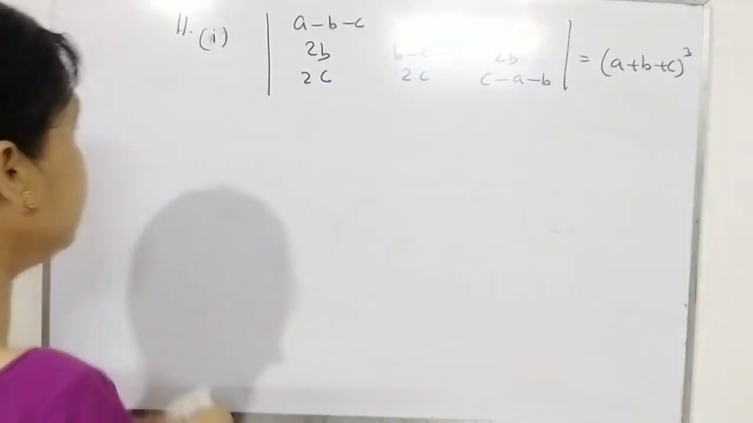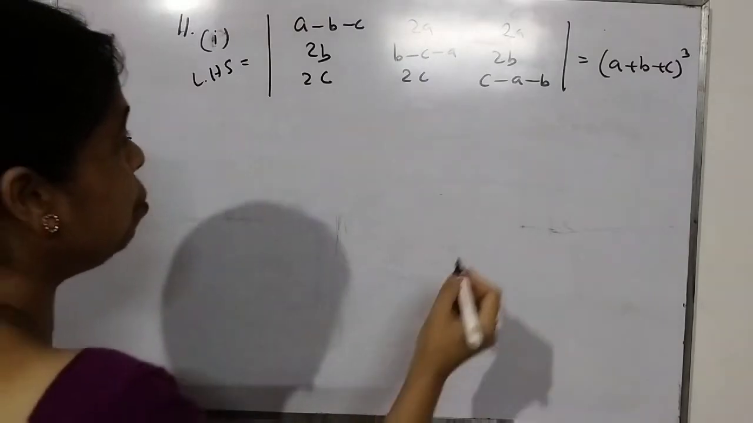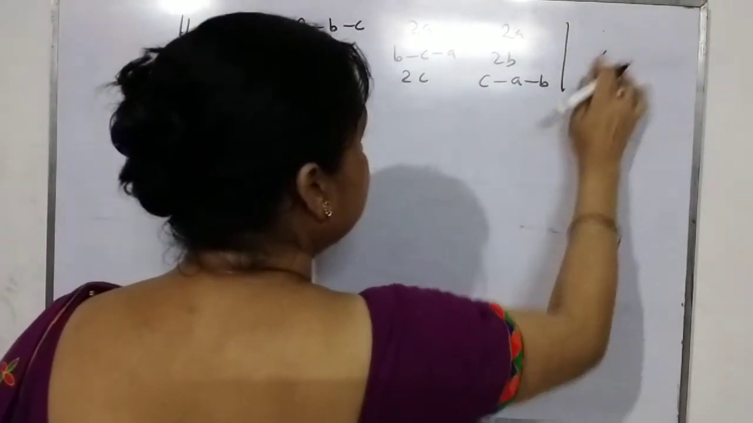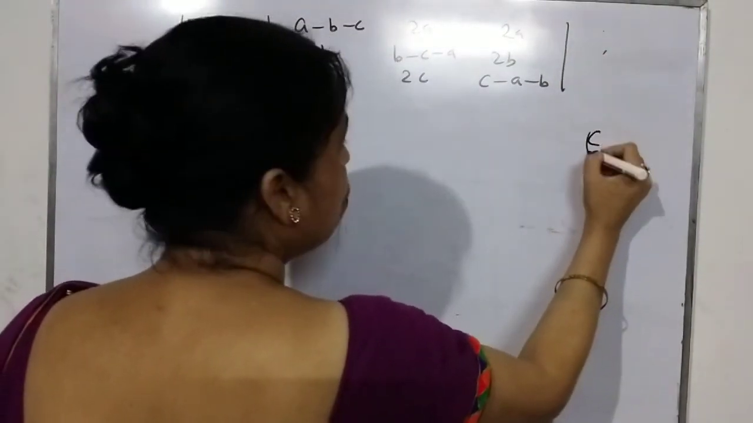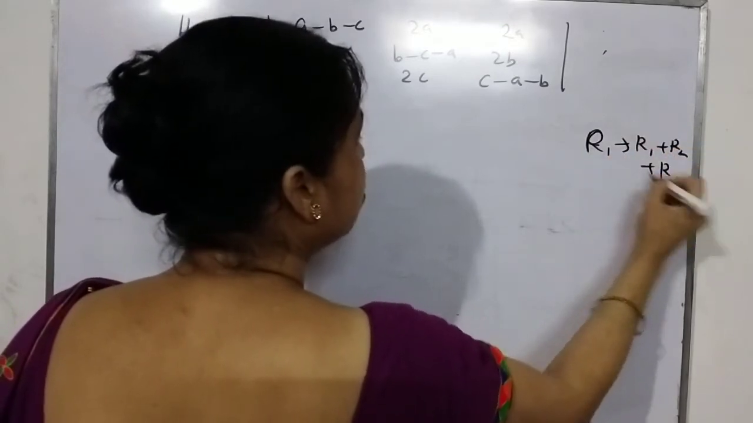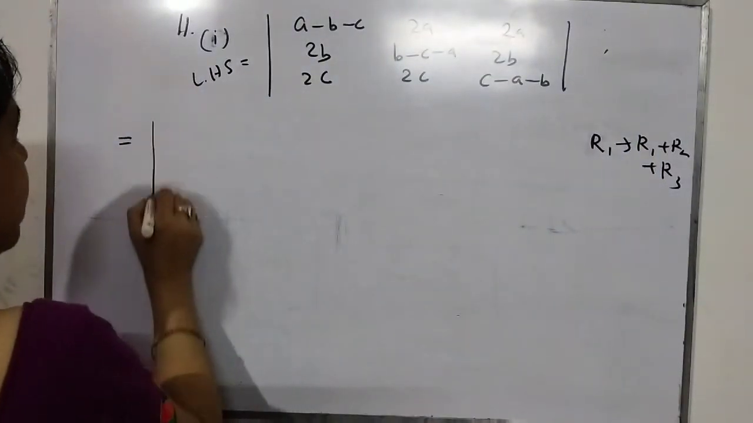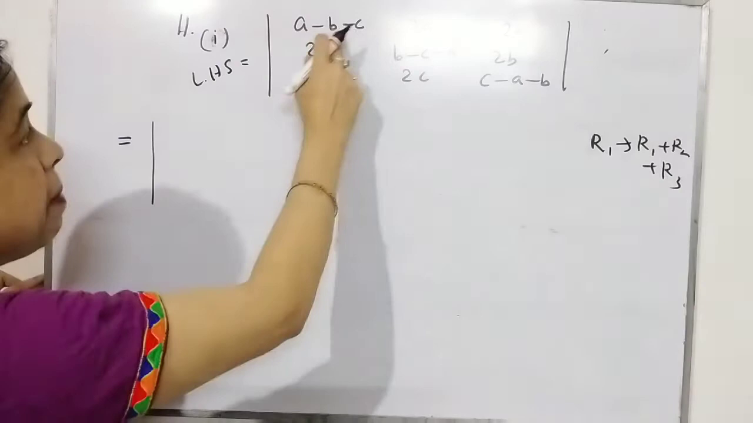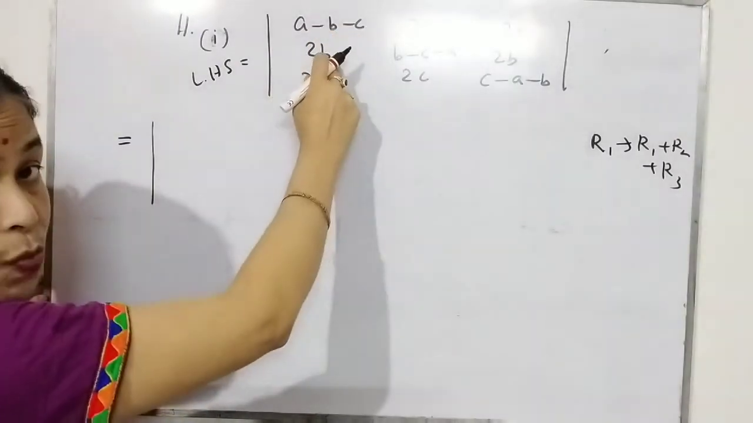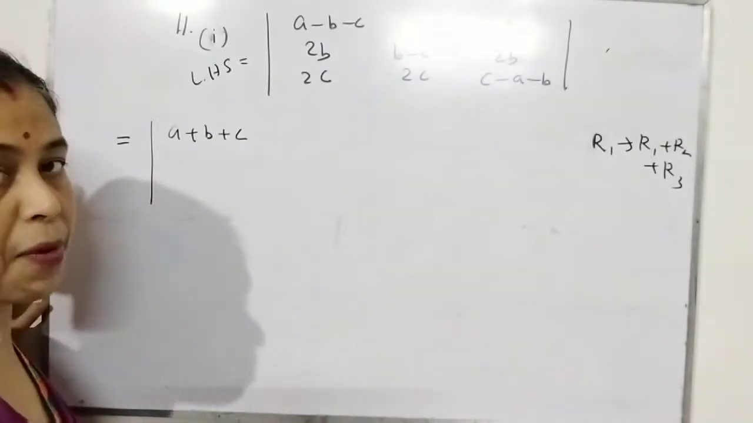Okay, so let us write down our left hand side, and what I am going to do: row 1 replaced by row 1 plus row 2 plus row 3. Row 1 I have replaced by this one. So if I add A minus B minus C plus twice A plus twice A, it gives you A plus B plus C, the first element. I am writing directly, okay?